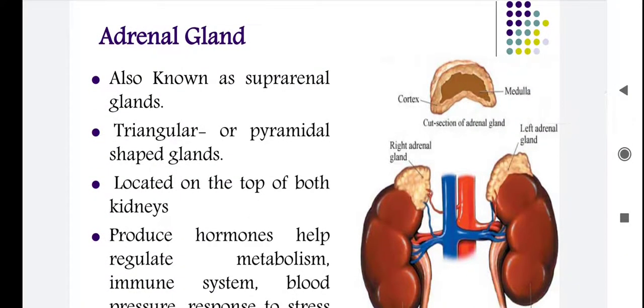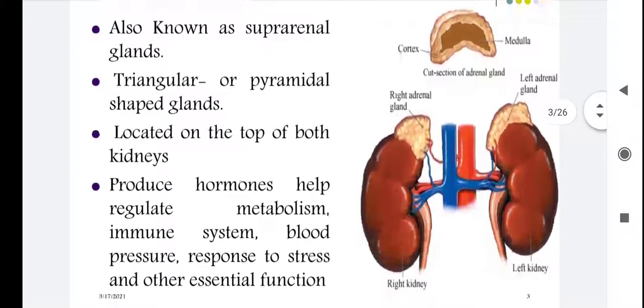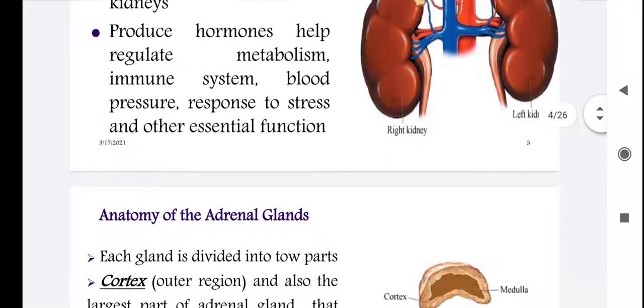The adrenal gland is also known as suprarenal gland because of its location over, just on the top of the two kidneys. It is a triangular or pyramidal shaped gland. As we mentioned, it is located on the top of both kidneys on each side, produces hormones, and helps regulate metabolism, immune system, blood pressure, response to stress, and other essential functions.